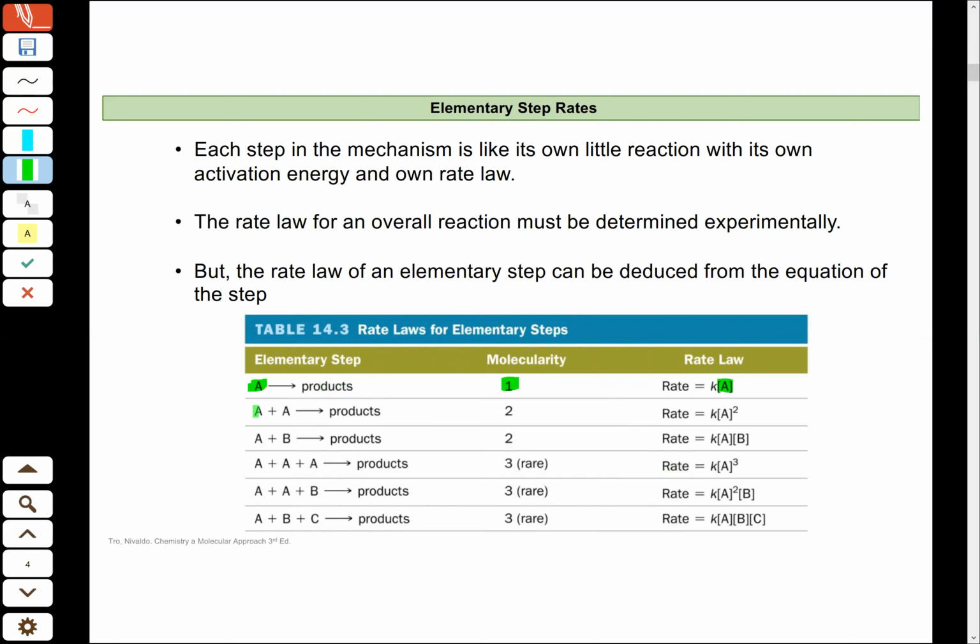Now, in the second, we have a 2 coefficient, so this could also be written as 2A. Then we're going to have a rate law that is second order with respect to A. And so really, it's the coefficient that is the exponent on our reaction.